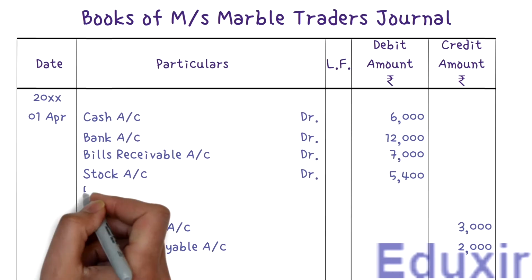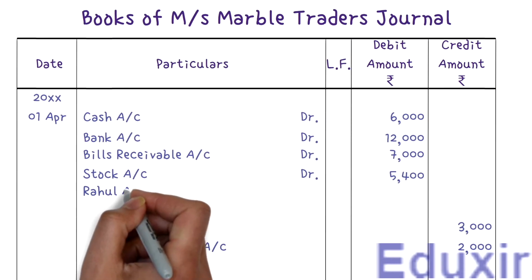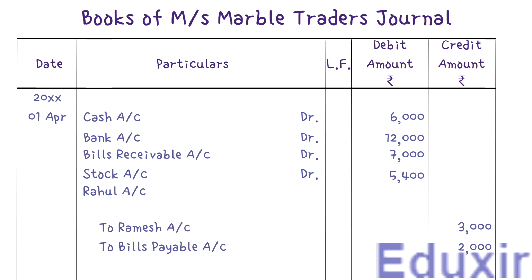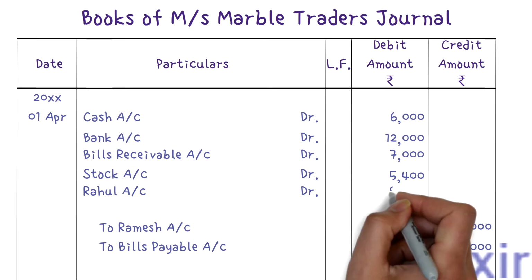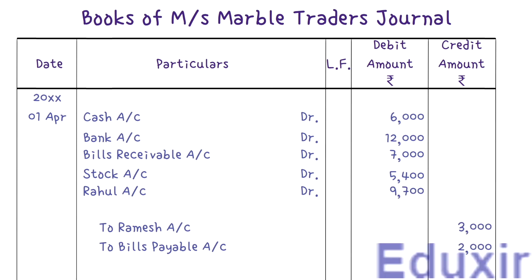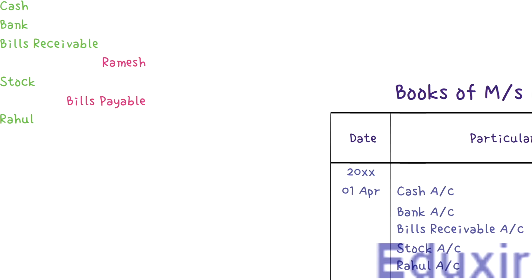Let us first record Rahul account as the debit entry. Let us also write the text DR to indicate that this is a debit entry. Let us then record 9,700 rupees in the debit amount column. With that, we have completed the journalizing of Rahul's balance brought down. Let us now take up the next balance.